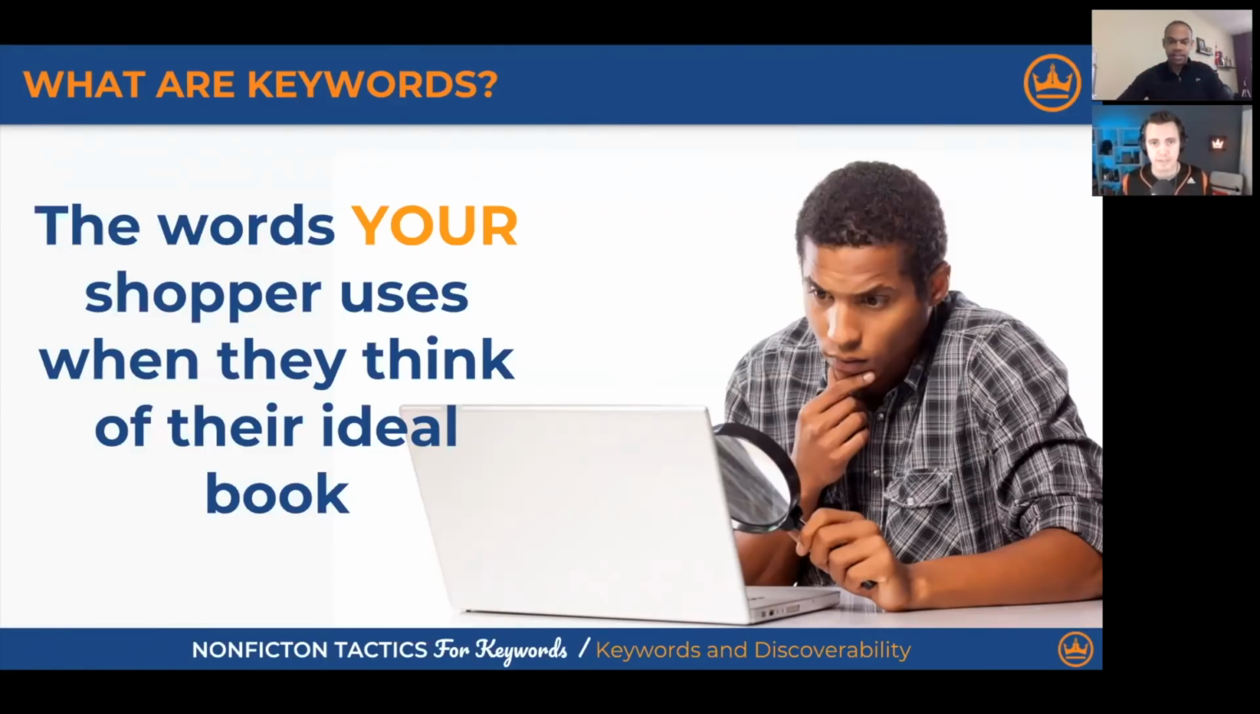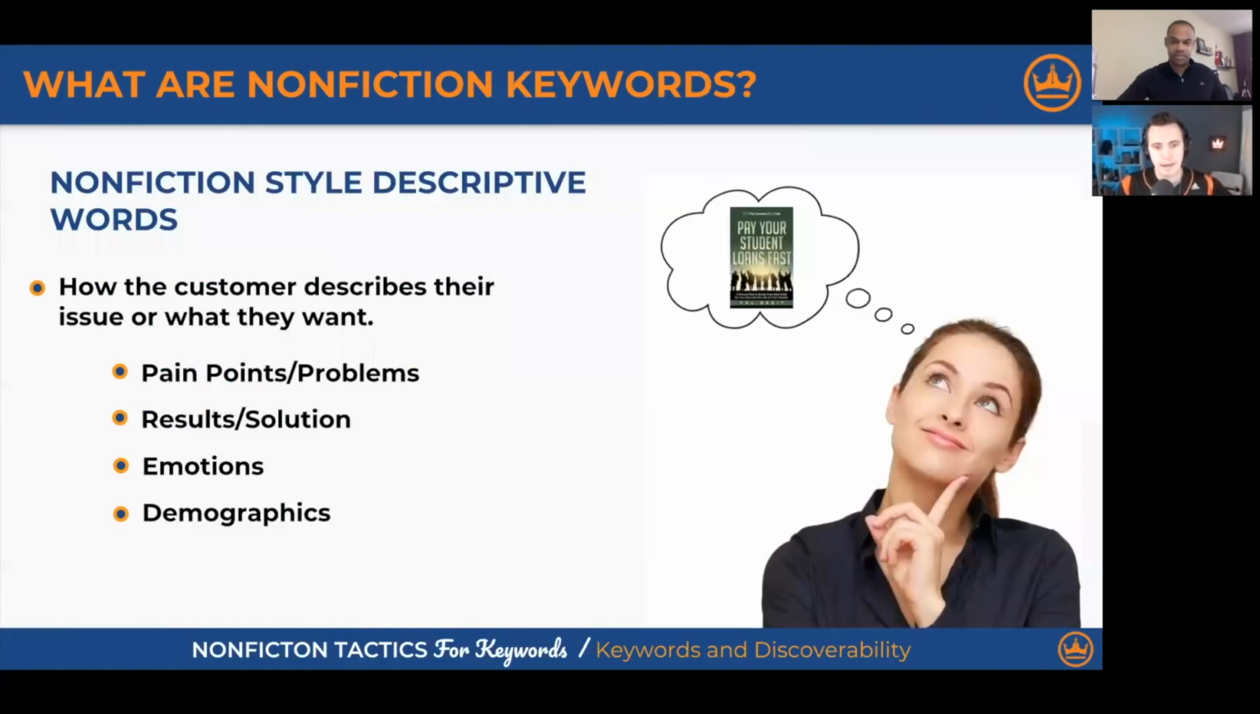A specific thing, a specific demographic, a specific result, a specific pain point. Beach body by the end of summer might sound like a wonderful thing, but guess what? KDP Rocket will tell you nobody types that in, so don't waste your time on it. However, teenage weight loss, that's pretty good. So it's really the things people are thinking of. And as you just heard, the key things for nonfiction come through as pain points or problems, results, solutions, emotions, and demographics.